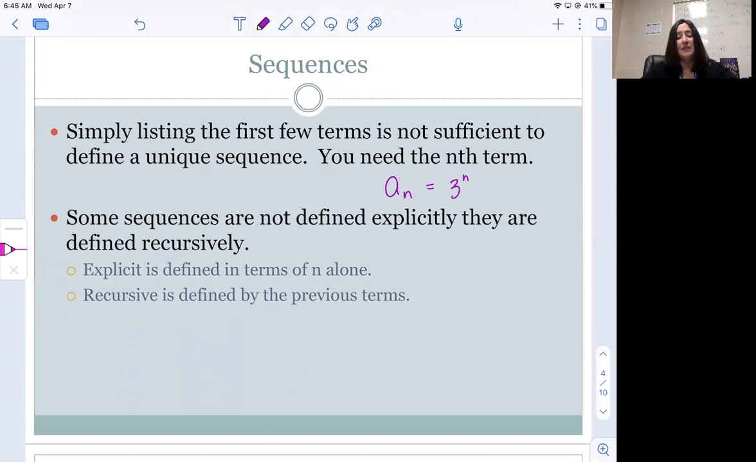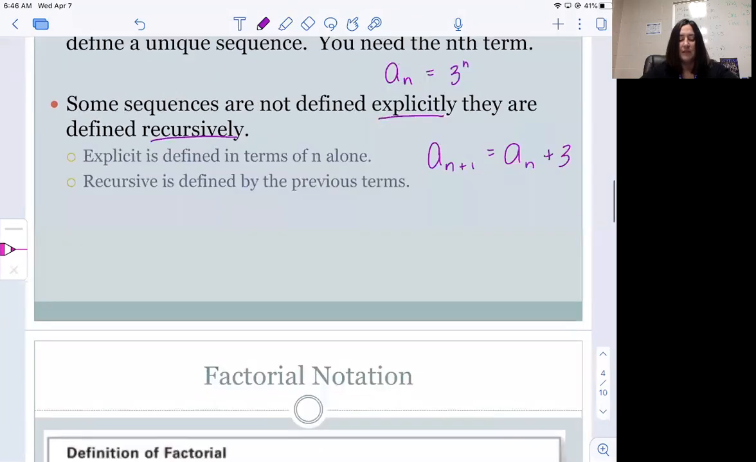Now, there are 2 ways to denote sequences. One is like what we just did, and that's considered an explicit sequence. We also have what's called recursive, which is based on a previous term. It could say a n plus 1 is equal to a n plus 3, so it would be the previous term plus 3. So there are different ways to define sequences.